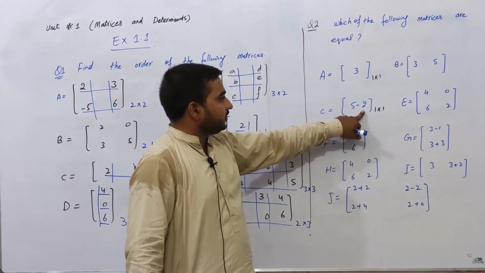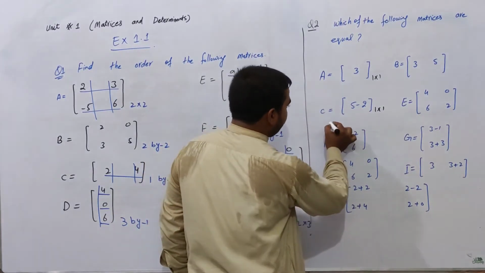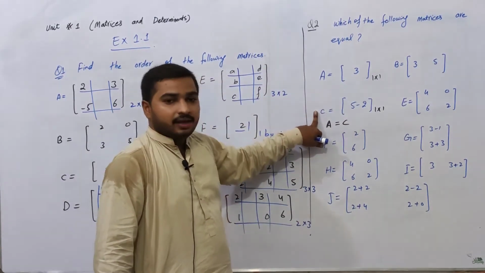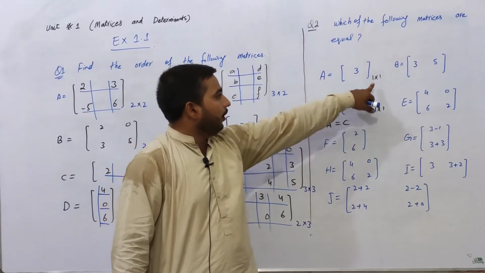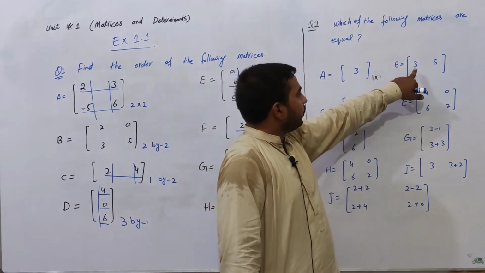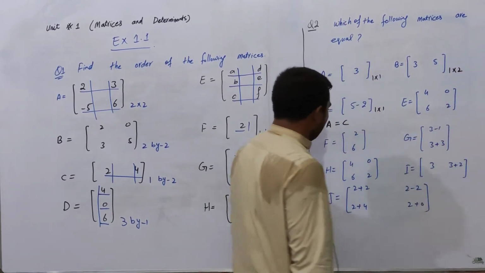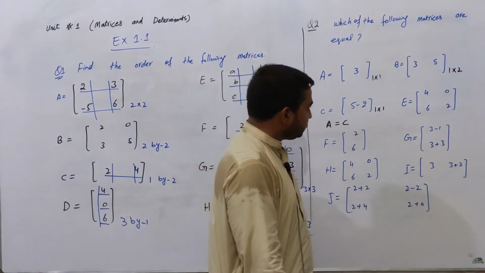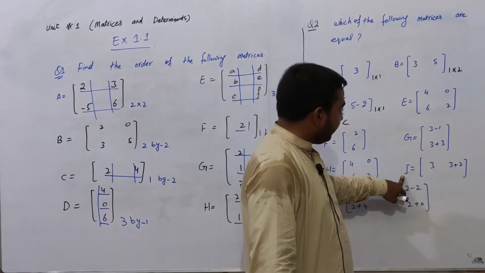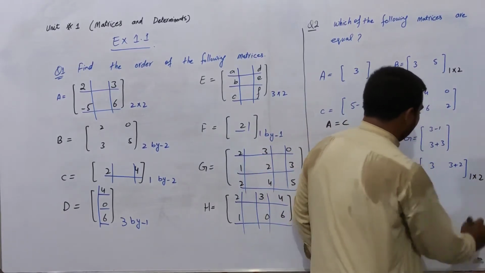We check 5 minus 2 is equal to 3. We say that A is equal to C because A and C have the same order and corresponding elements are the same. In B, the order of the matrix is 1 by 2. We check the other matrices having order 1 by 2. I is having order 1 by 2.